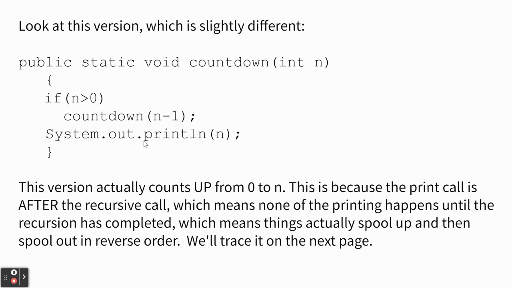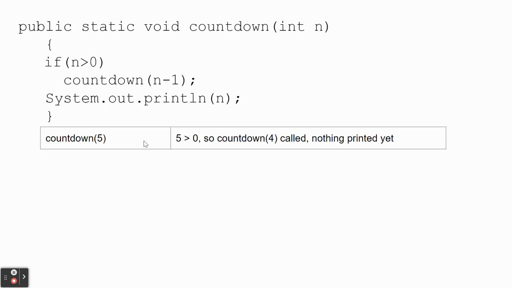But check this out. If we put the print after the base case check, this is the exact opposite. It'll count up from 0 to n, because it waits to do any printing until it's through looping. So I'm going to walk us through it.